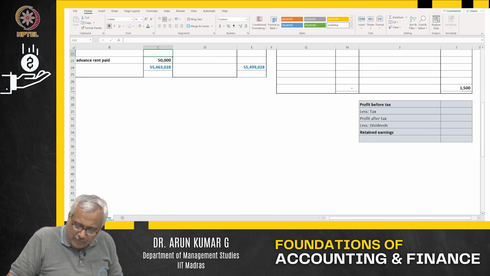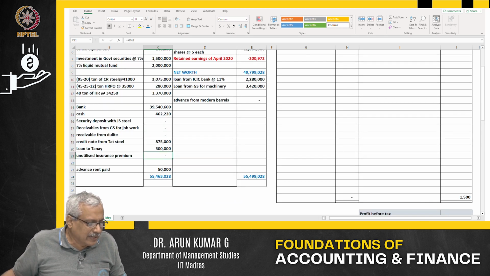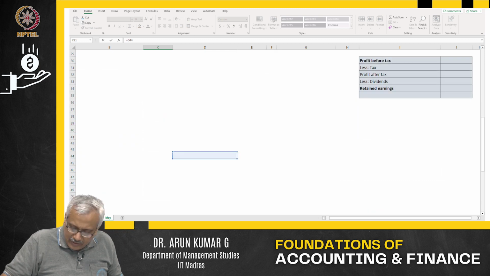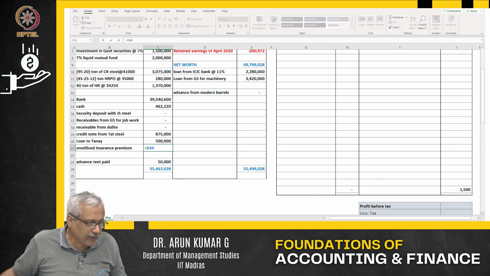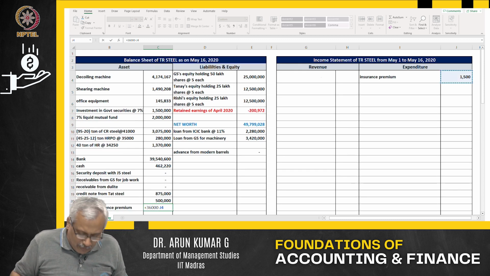Unutilized insurance premium, that is, my mistake, that is 36,000 minus whatever is utilized for the month of May. Oh, num lock is not on. Okay, I'm sorry. That is basically what happens.